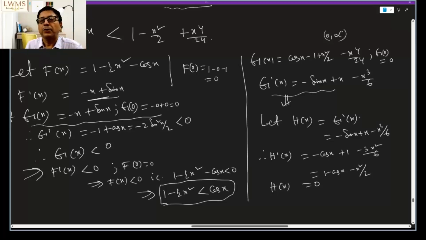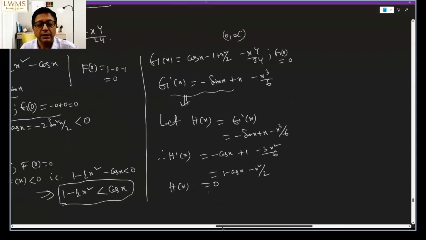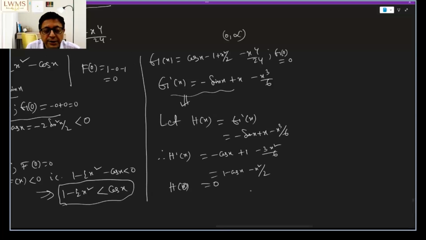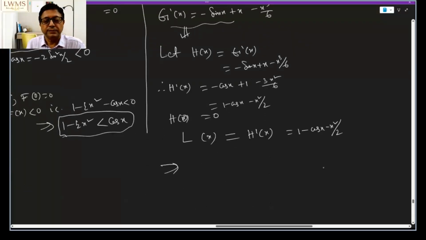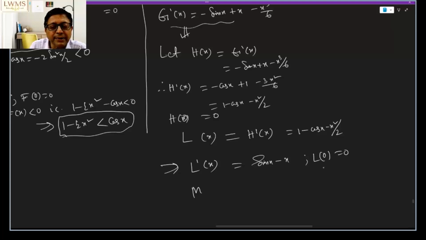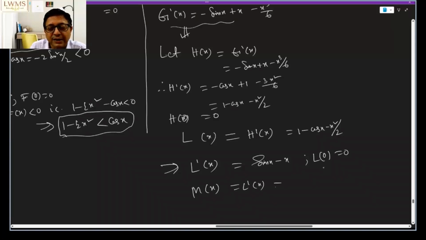To confirm whether it is actually negative or not, we take the help of another function, L(x). H(0) is coming 0, yes. You take another function, L(x) equal to h dash x, this minus x square by 2. What do you observe? L dash x is sin x minus x, isn't it? Again there is a problem. If you don't remember what to do, continue. L(0) is 0. Take m(x) equal to L dash x. Now you'll get something.